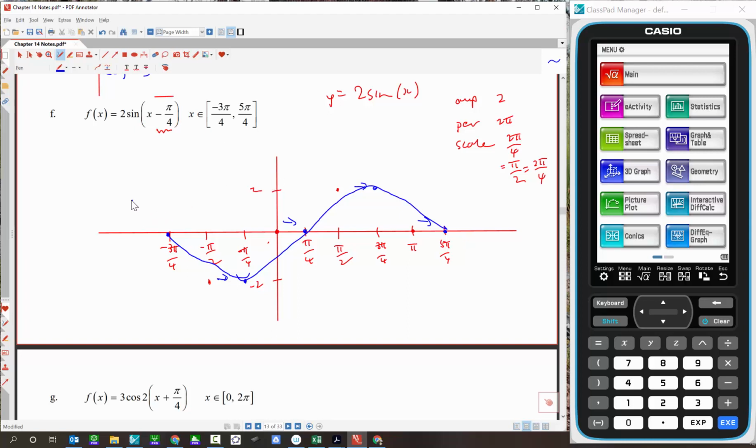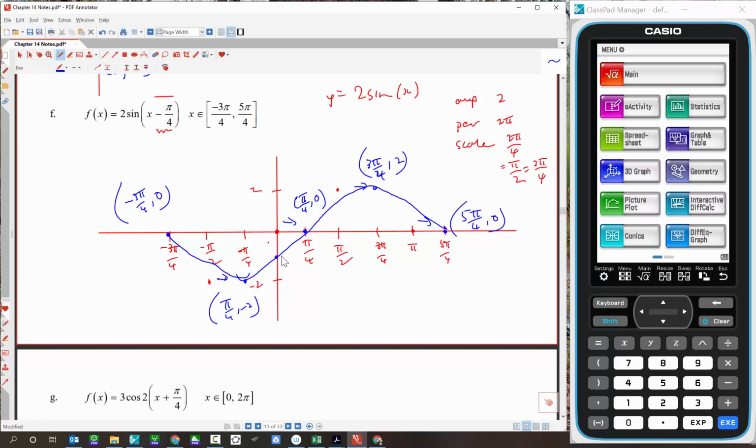All right, so let's start labeling. So we've got negative 3 pi on 4 comma 0. We've got a turning point here at pi on 4 comma negative 2. We've got a y-intercept, which I'll do in a sec, an x-intercept there, which is pi on 4 comma 0, 3 pi on 4 comma 2, endpoint and x-intercept at 5 pi on 4 comma 0.